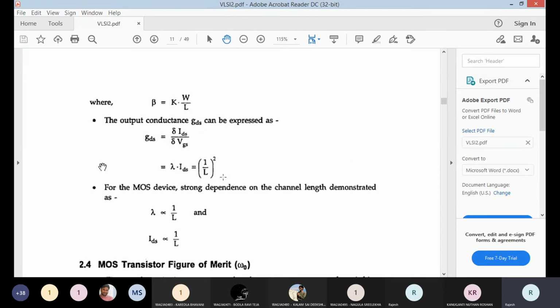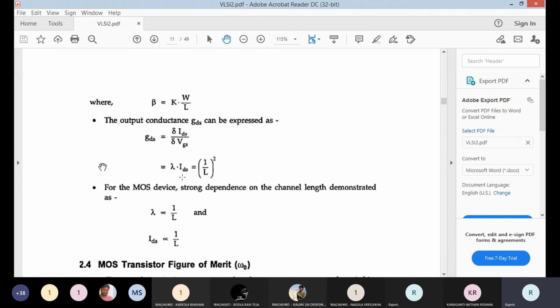And what is output conductance? The name itself is telling it is output conductance, which means output current by output voltage. What is output current? IDS. What is output voltage? VDS. So ∂IDS is nothing but the rate of change of IDS, here it is shown wrong, it is ∂IDS by ∂VDS. So which you can get as inversely proportional to L.